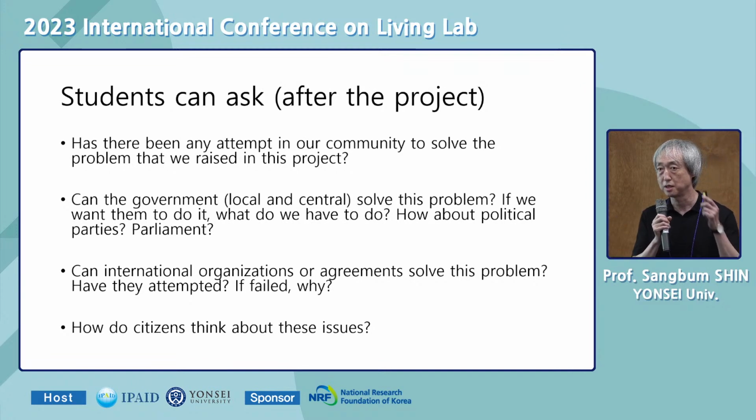So they're going to study further, if they think about this: has there been any kind of attempt by the government, by civil society leaders, or by some companies? And then the second question is, can the government solve this problem? If we want them to do it, what do we have to do? How about political parties, parliaments? If citizens are involved in solving the problems, then what does the government do?